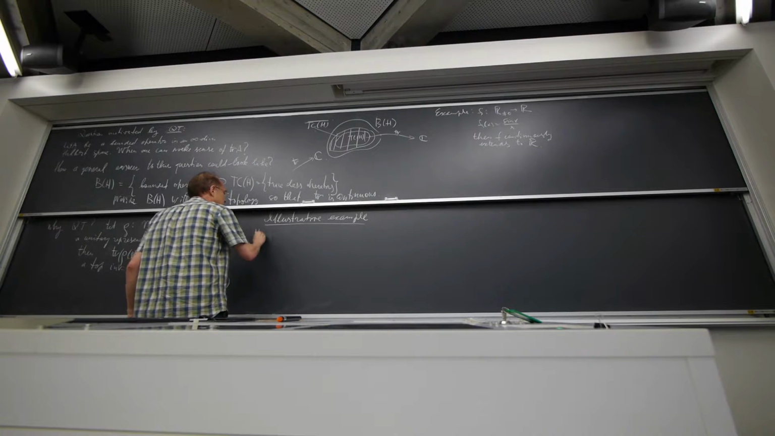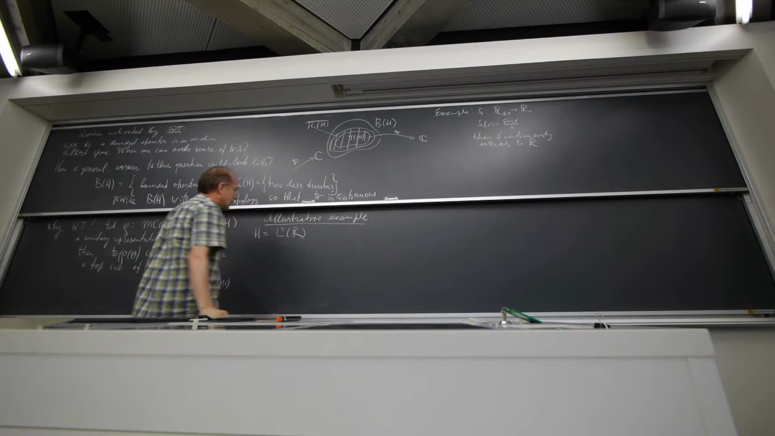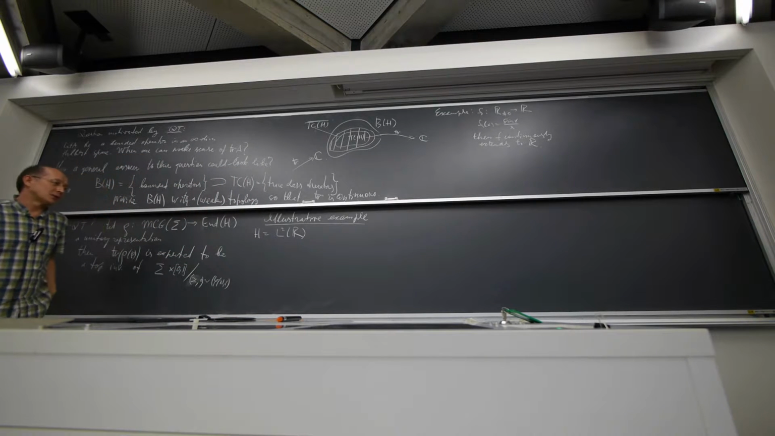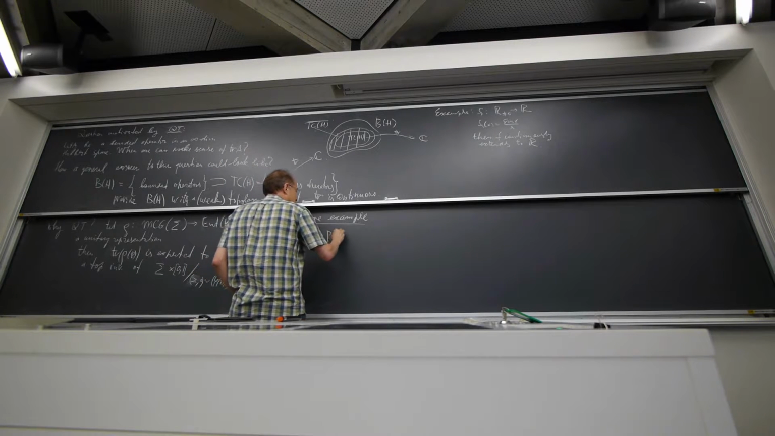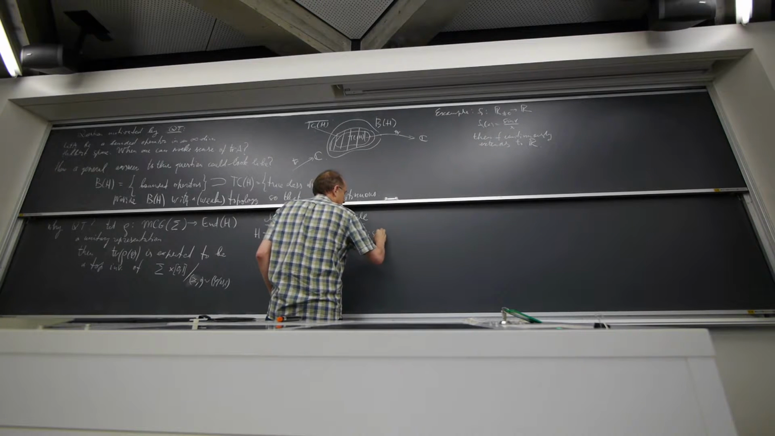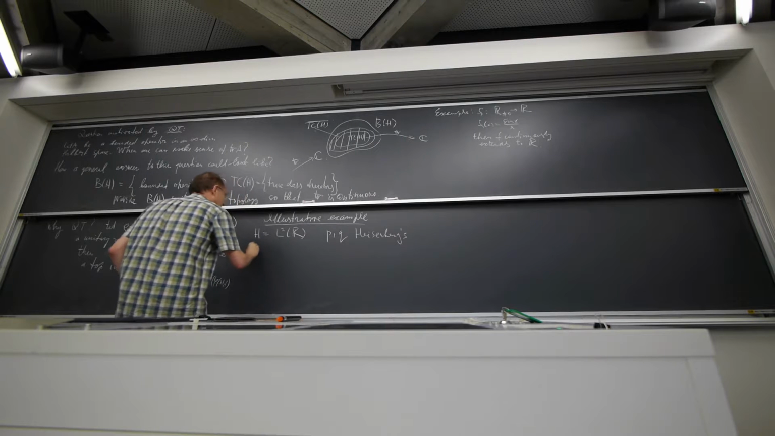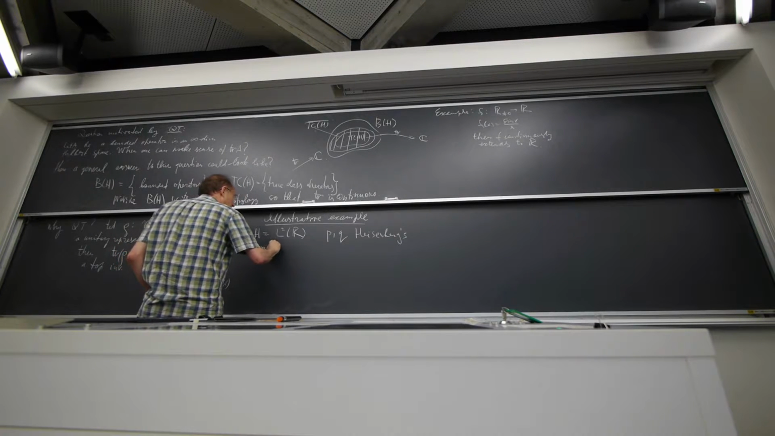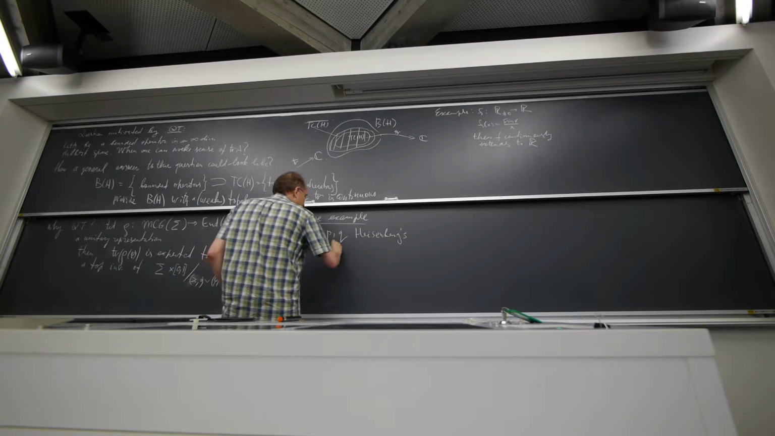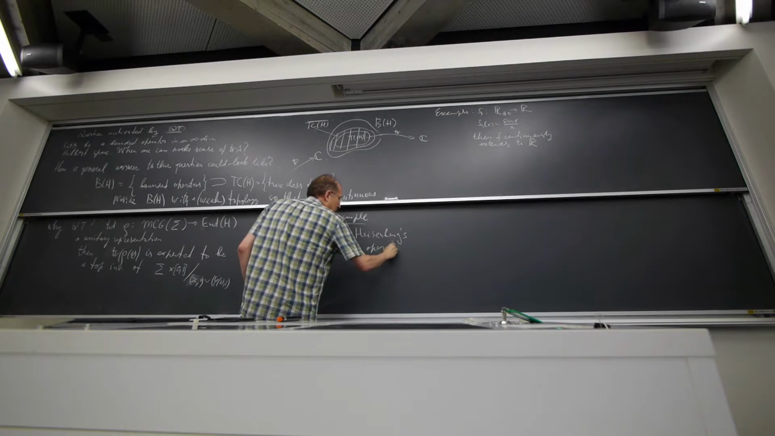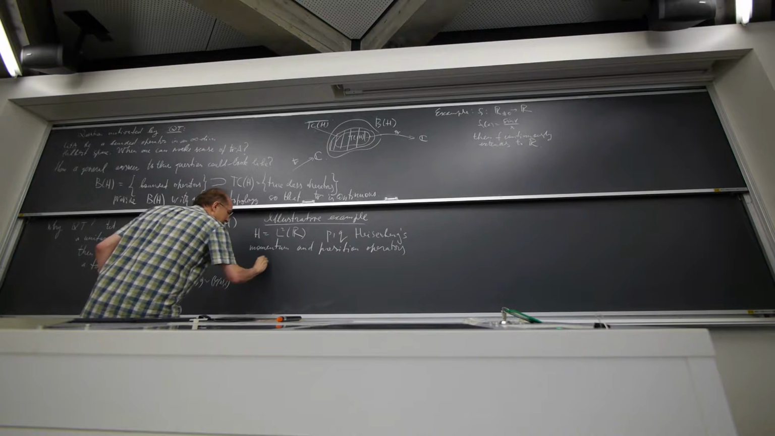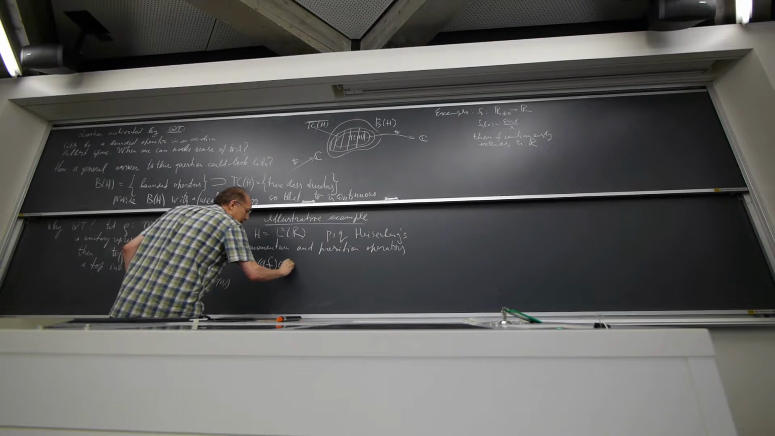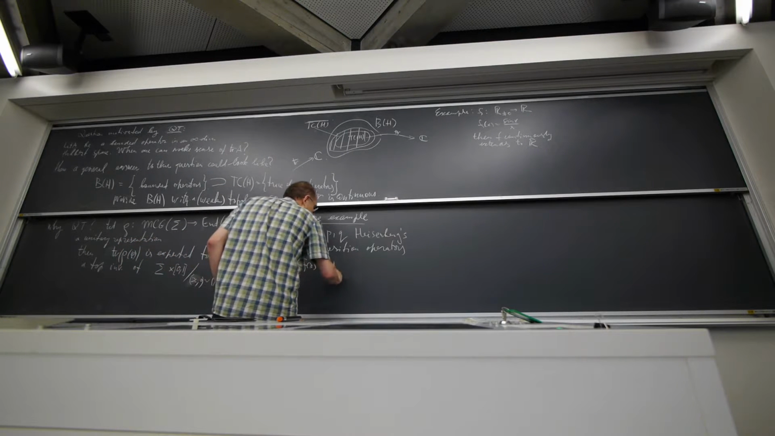We take H to be L2 of R. Any quantum physicist, when seeing L2 of R, immediately can think about Heisenberg's momentum and position operators, P and Q. So I define them just by explicit action. Q acts by multiplication, and P acts by differentiation.